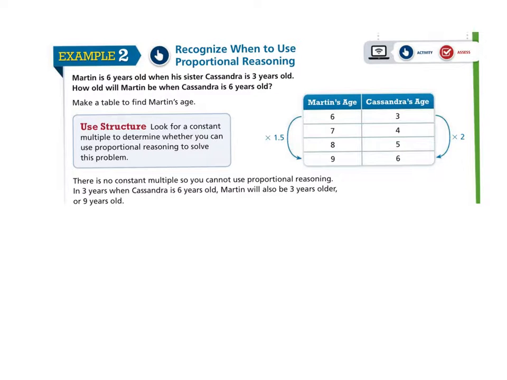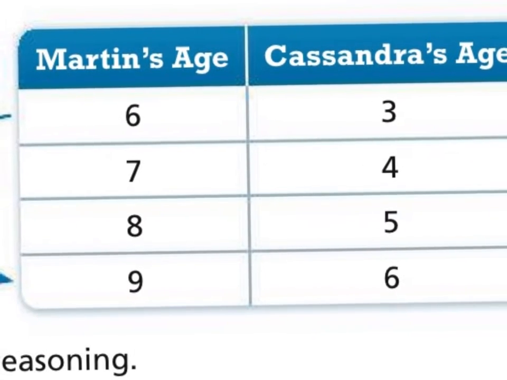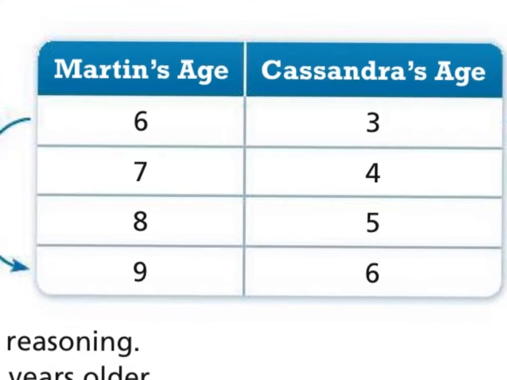Example 2, Martin is 6 years old when his sister Cassandra is 3 years old. How old will Martin be when Cassandra is 6 years old? So basically, if we just focus on the table, Martin is 6, Cassandra is 3. So they just kept adding a year to their age each time. And then you can see when she was 6 that he would be 9.